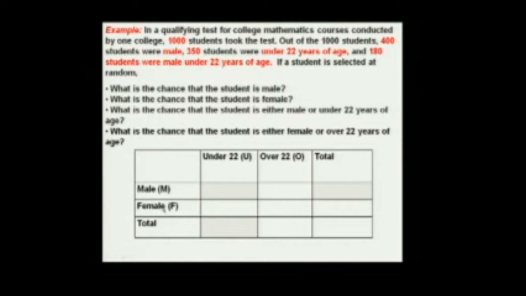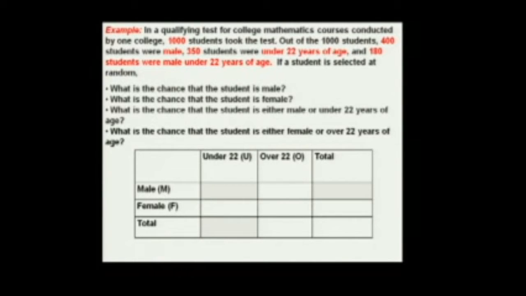So the male and female will be in the columns, the age will be in the rows, and we can add a column called total, and we add another row called total. So you can see here the initiation of a contingency table, which is an effort that we have to make in order to be able to handle this type of problem.